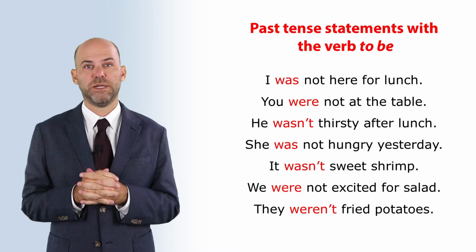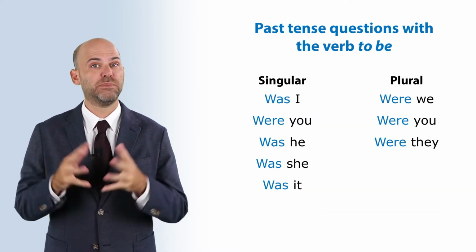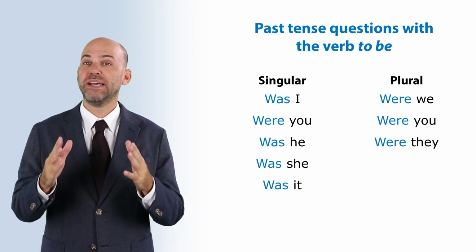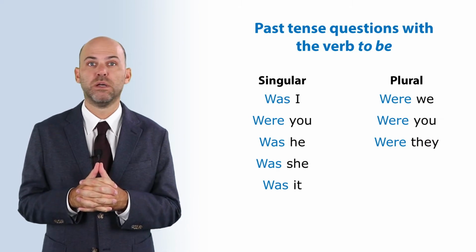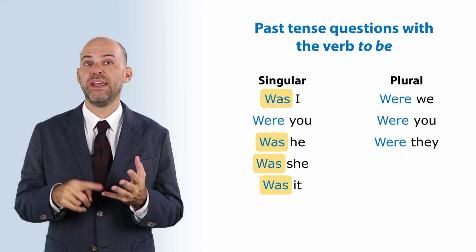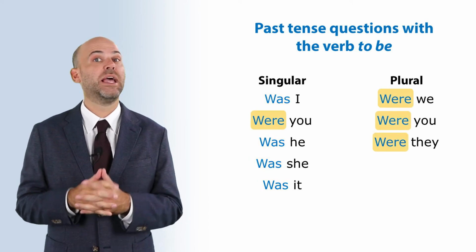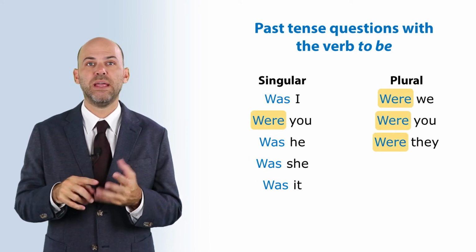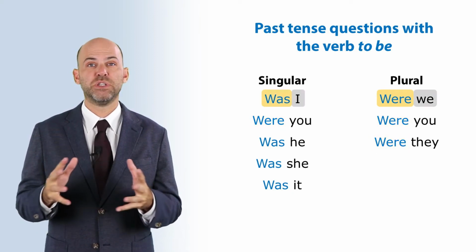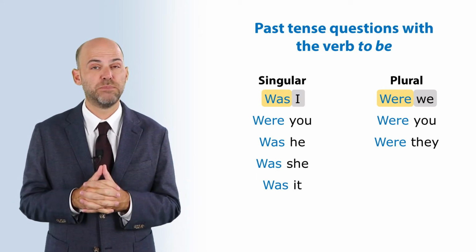On to our next topic. Past tense questions with the verb to be. Again, we use the past tense forms of the verb to be. For the subjects like I, he, she, and it, we use was. For the subjects like you, we, and they, we use were. In questions, we place the verb to be before the subject.